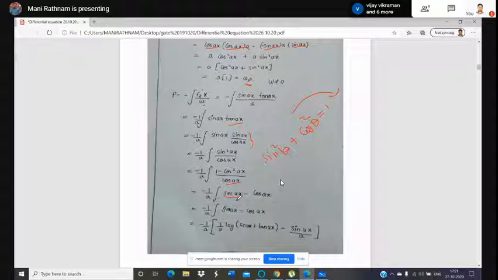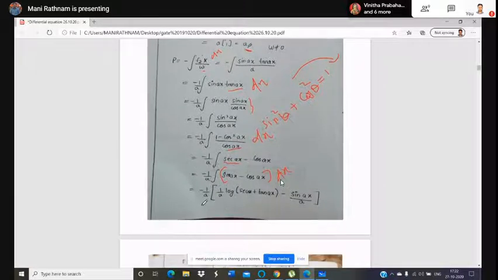Cos is 1 by secant, so 1 by cos ax is nothing but secant ax. Again, cos square ax divided by cos ax gives minus cos ax. Remember to write dx. Now integrate secant ax minus cos ax with respect to the variable x, with the minus 1 by a outside. The integration of these two is a separate function.